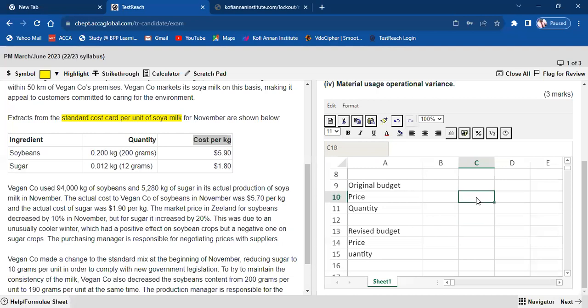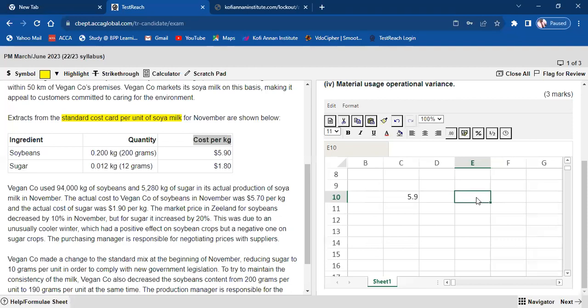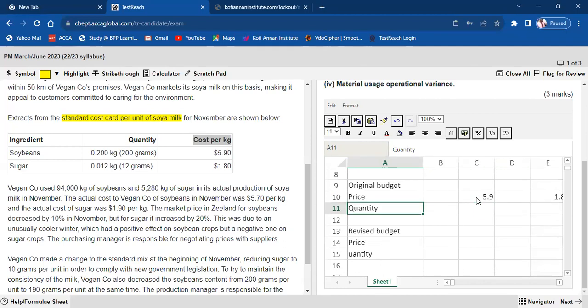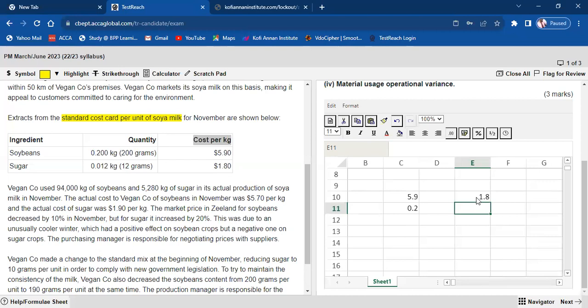Soybean price was budgeted at 5.9. Sugar price was budgeted at 1.8. To make a soya milk, 0.2 of a kilogram of soybean was required, and 0.012 of a kilogram of sugar was required.